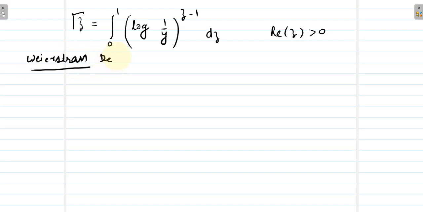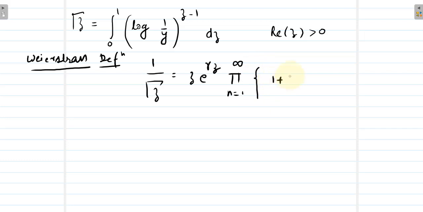Weierstrass definition of gamma function, and that definition is 1 over gamma z equals z e to the small gamma z, multiplication. This is an infinite product, n equal to 1 to infinity, of 1 plus z over n, e to the minus z over n.